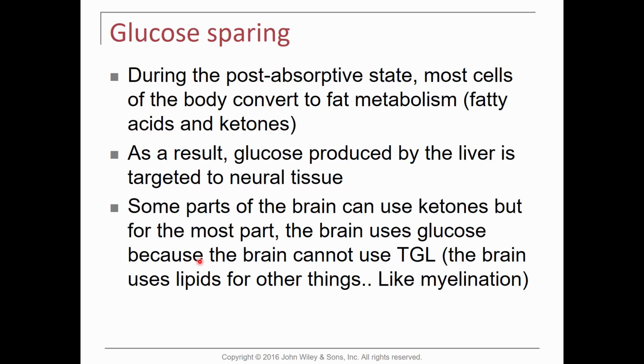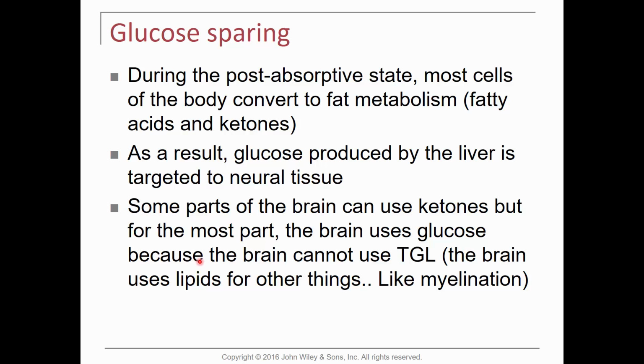So, glucose sparing. During the post-absorptive state, most cells of the body convert to fat metabolism, meaning they're using fatty acids and ketones. As a result, the rest of the body isn't hogging all the glucose. Glucose can be saved for the brain, and that process is called glucose sparing. So many parts of the brain, particularly the higher centers, they need glucose. Neurotissue needs glucose. Now, some parts of the brain can use ketones. So they can use ketones and glucose. But the brain really prefers glucose.